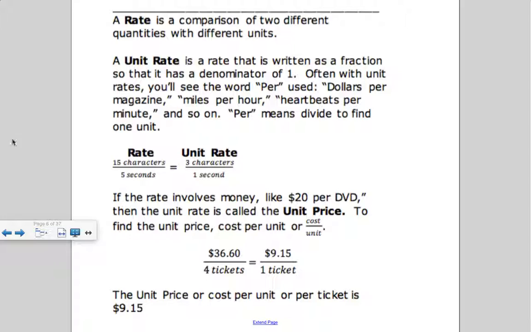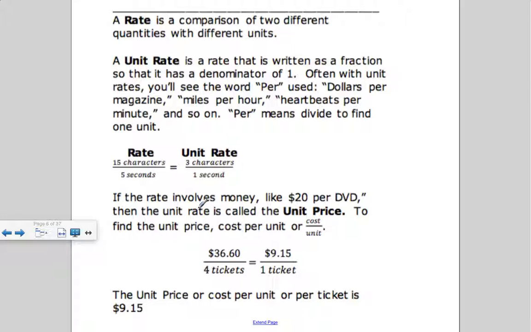So for example, we have 15 characters. Someone types 15 characters in 5 seconds. That really means 3 characters in 1 second, or 3 characters for every second, or 3 characters per second. So we broke this down into 1 unit, which is the second.